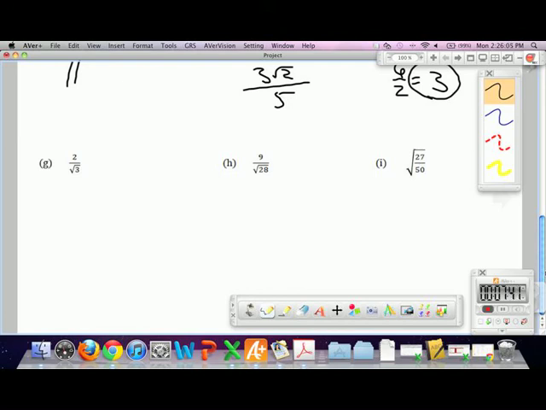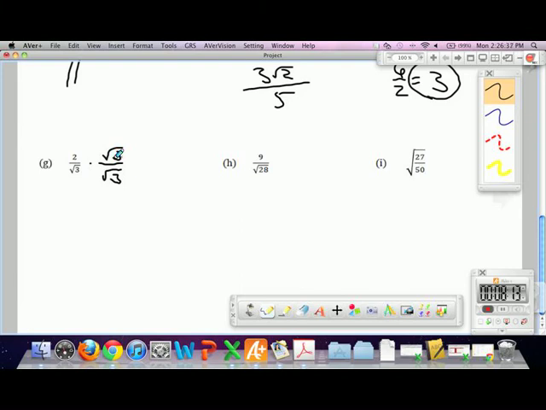Multiply it by something. Not by a reciprocal. We want to multiply it by something, and since we want to keep this expression the same, it better be multiplied by 1. So whatever's on the bottom, we multiply on top. Well, what are we going to multiply by? What's the square root of 3 times the square root of 3?